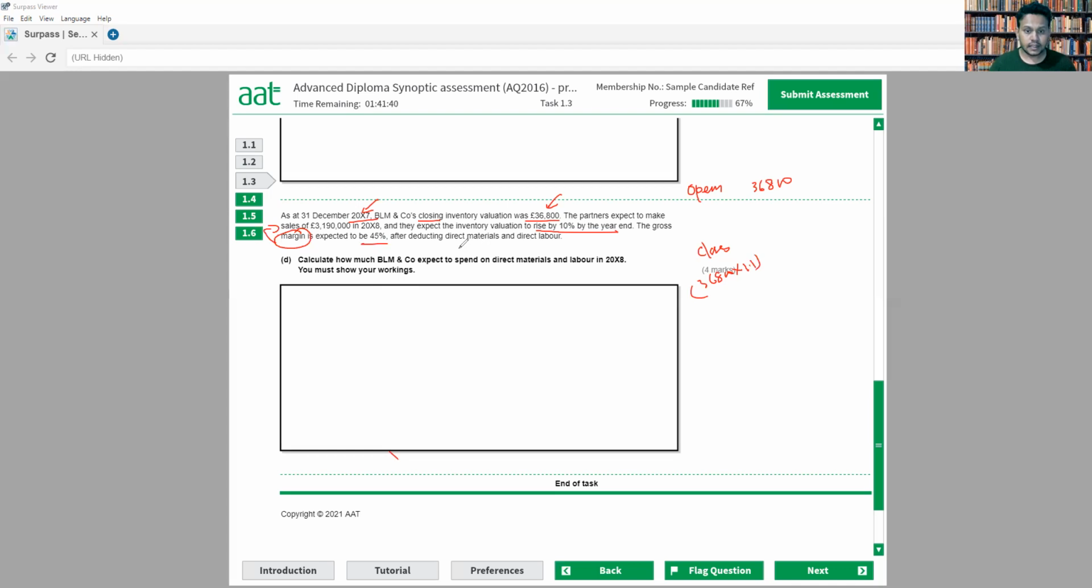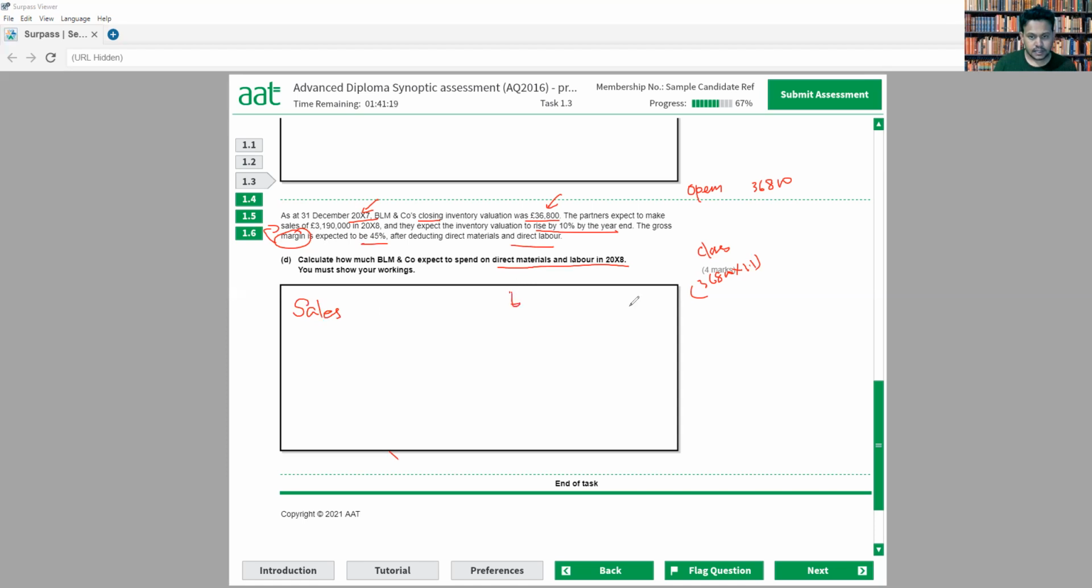After deducting the direct material and the direct labor, calculate how much BLM Co is expected to spend on the direct labor and the material in 2018. That's fine, it's not difficult. We have most of the information. So let's have a look. First, we have the sales. So let's do this one, sales.